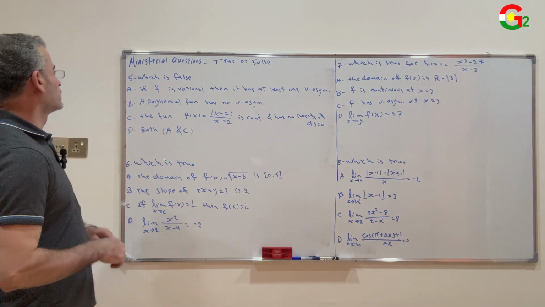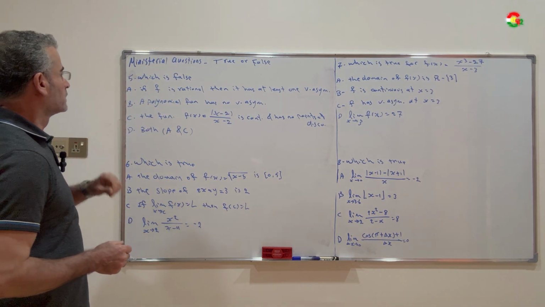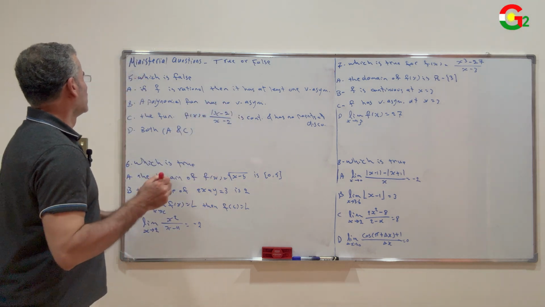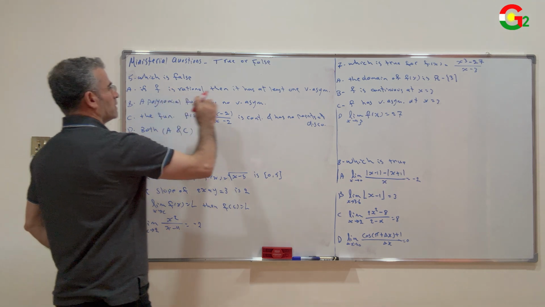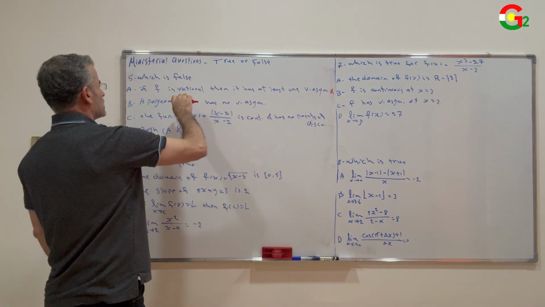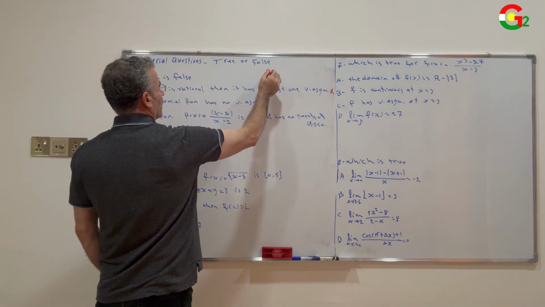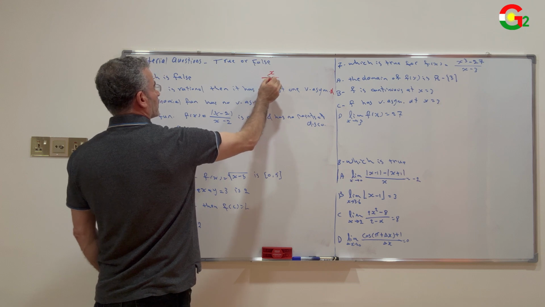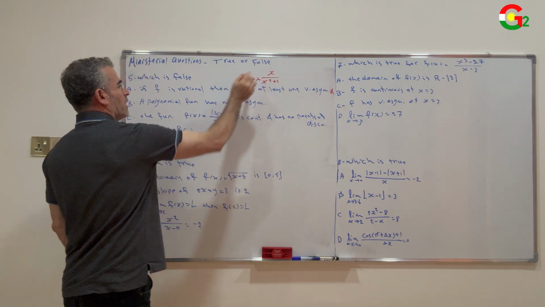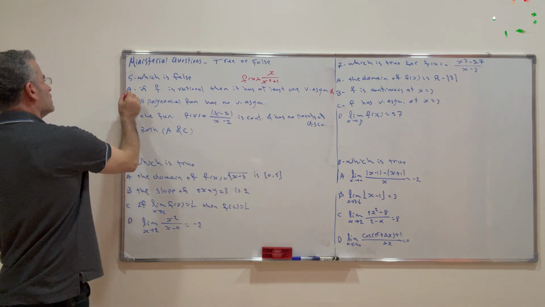Question number 5, which is false? If f is a rational function, then it has at least one vertical asymptote. This statement is false because it is not necessary for every rational function to have a vertical asymptote, like x over x power 2 plus 1. This is a rational function and has no vertical asymptote. So the right choice is A.